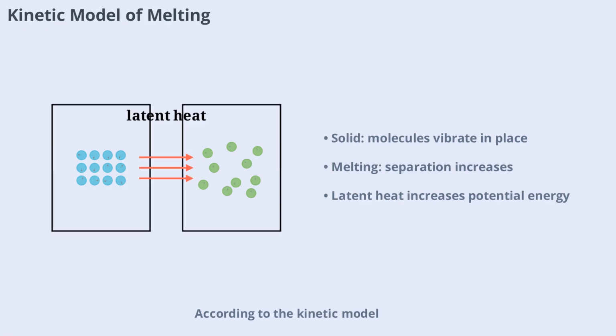According to the kinetic model, molecules in a solid vibrate about fixed positions. When a solid melts, the average kinetic energy doesn't change, but the separation between molecules increases, requiring energy to overcome attractive forces. This energy goes into increasing potential energy, not temperature, and is called latent heat of melting. This explains why temperature stays constant during melting.